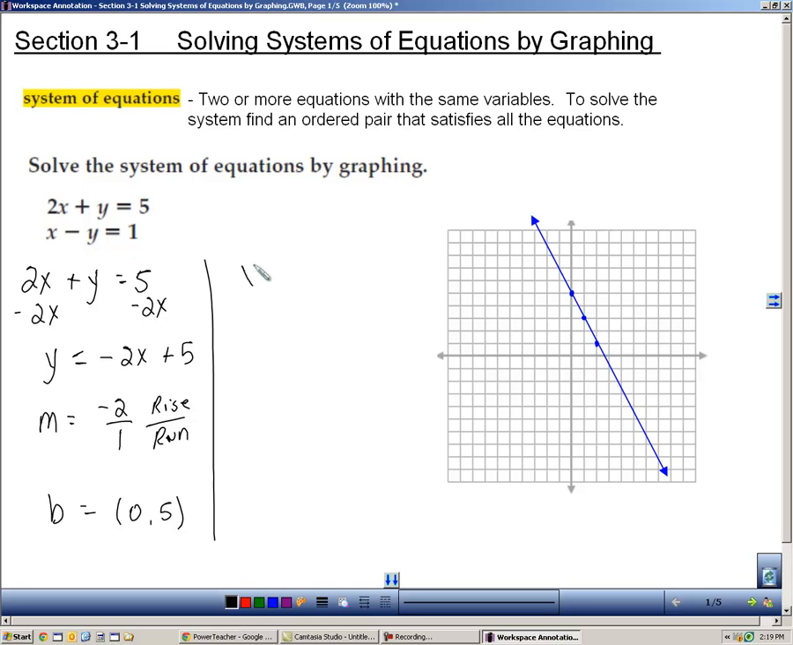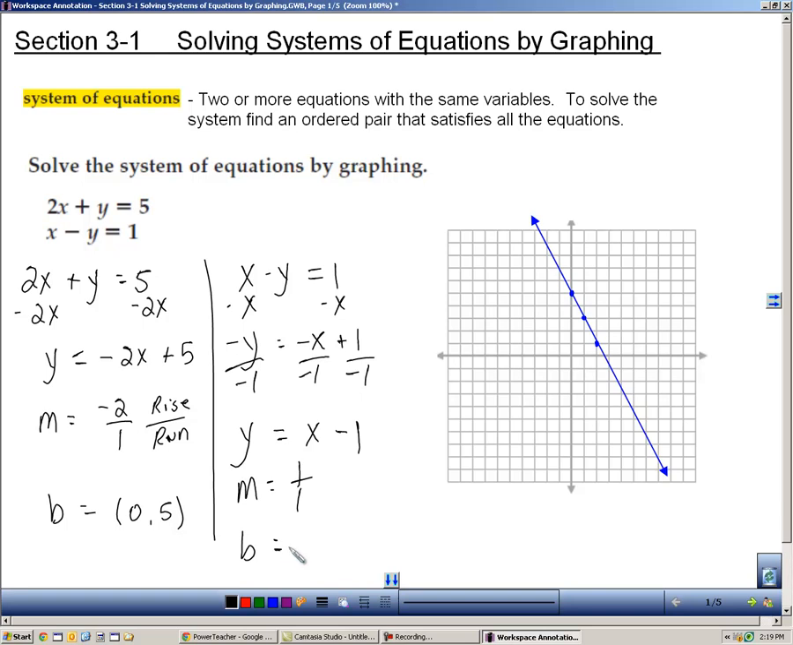For the second graph, x minus y equals 1. Again, I'll isolate the y, this time subtracting x. So negative y equals -x plus 1. I don't want a negative y, I want a positive y, so I'm going to divide everything by -1. So positive y equals positive x minus 1, which means my slope is 1 over 1.